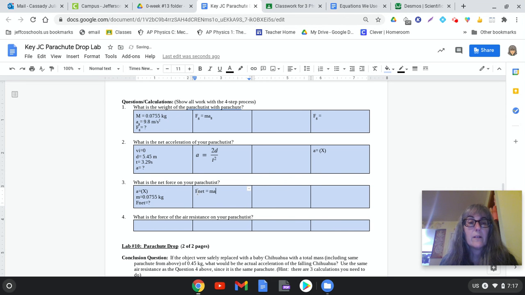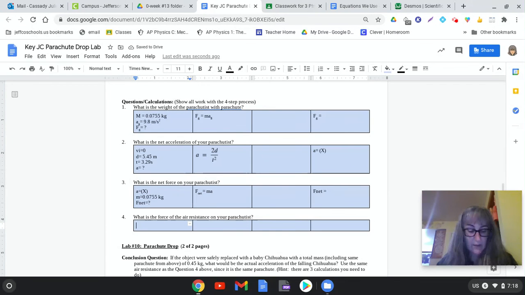We have our mass, we have our acceleration, and so we can calculate that F net.